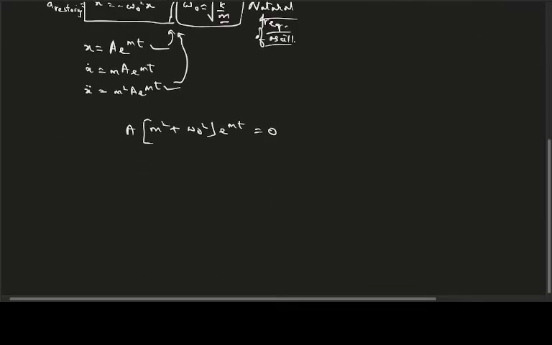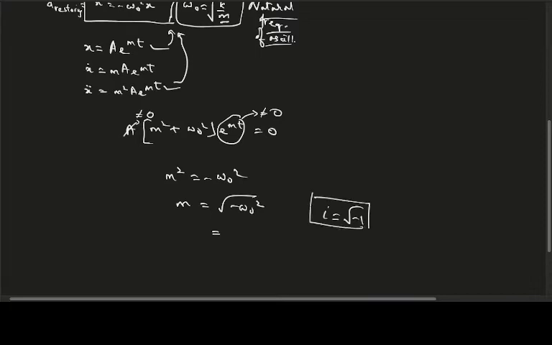So a is not 0, and e to the power mt also cannot be 0. So what you have got here is m squared is equal to minus omega naught squared, or you can say that m is equal to root under minus omega naught squared. i is root under minus 1. This is our very famous imaginary variable. So you have m equal to plus minus i omega naught.